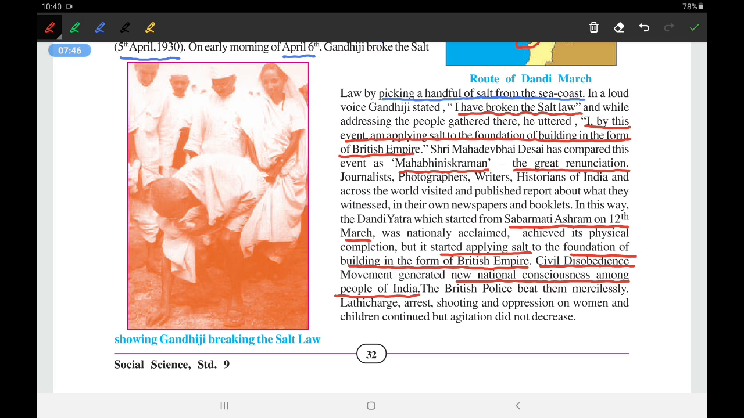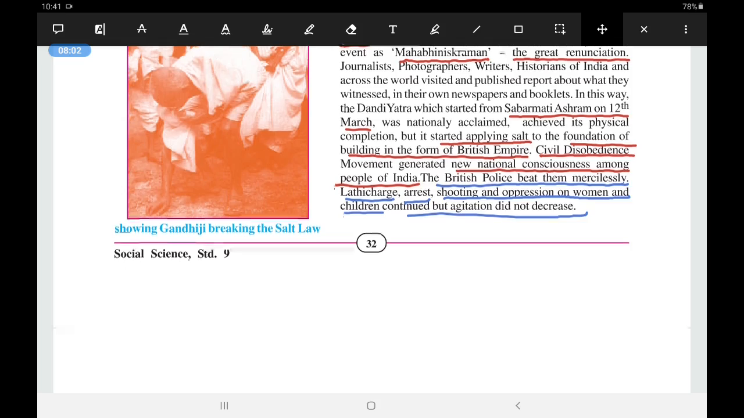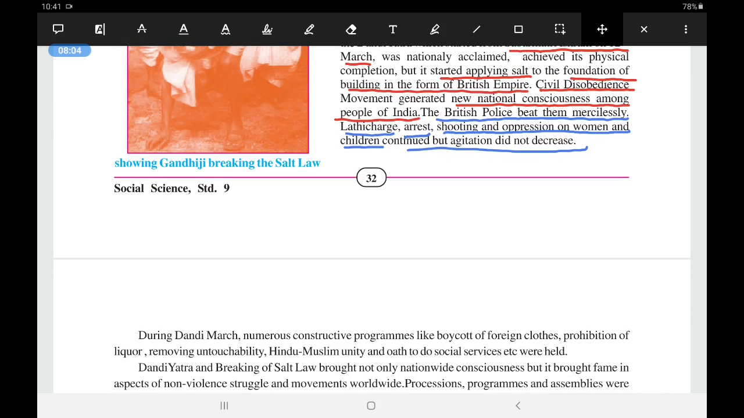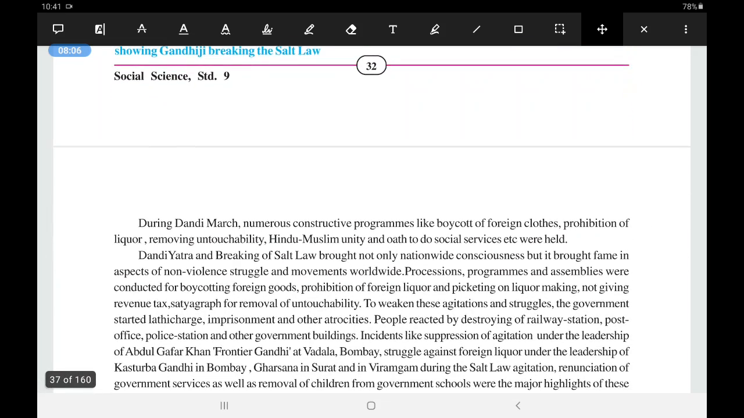The British police beat people mercilessly. See, Britishers also were not easy. They beat people mercilessly, and there was lathi charge, even arrests. Shouting and opposition on women and even children continued. But the agitation did not decrease. People were not in a mood to leave things undone, and that's why this particular movement continued.